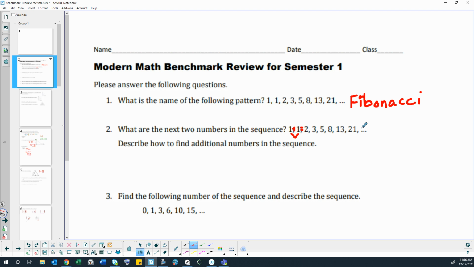So the next number would be 13 plus 21, which is 34. And the next one after that would be 21 plus 34, which is 55. And you can keep going like that, right? So we add two terms to get the next term.